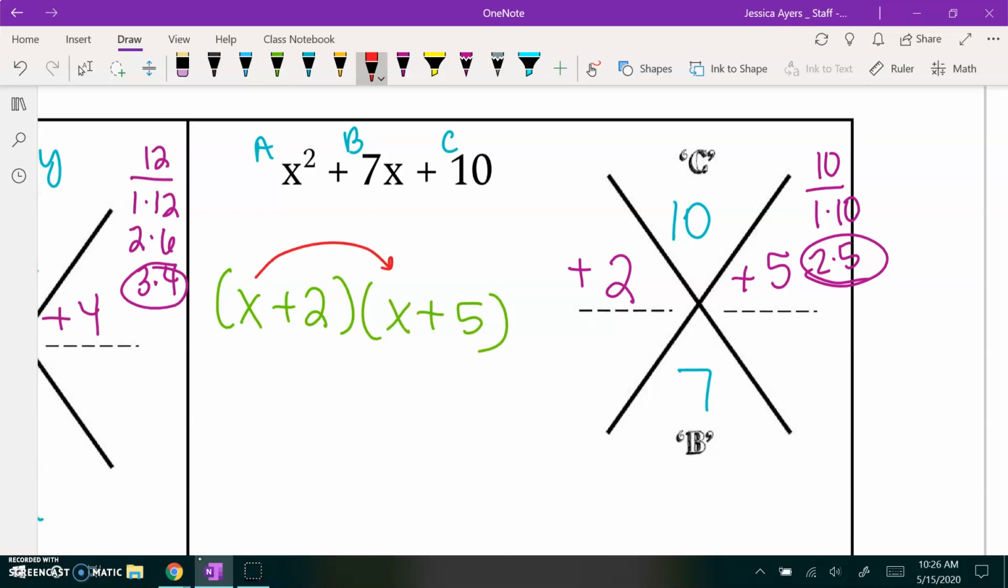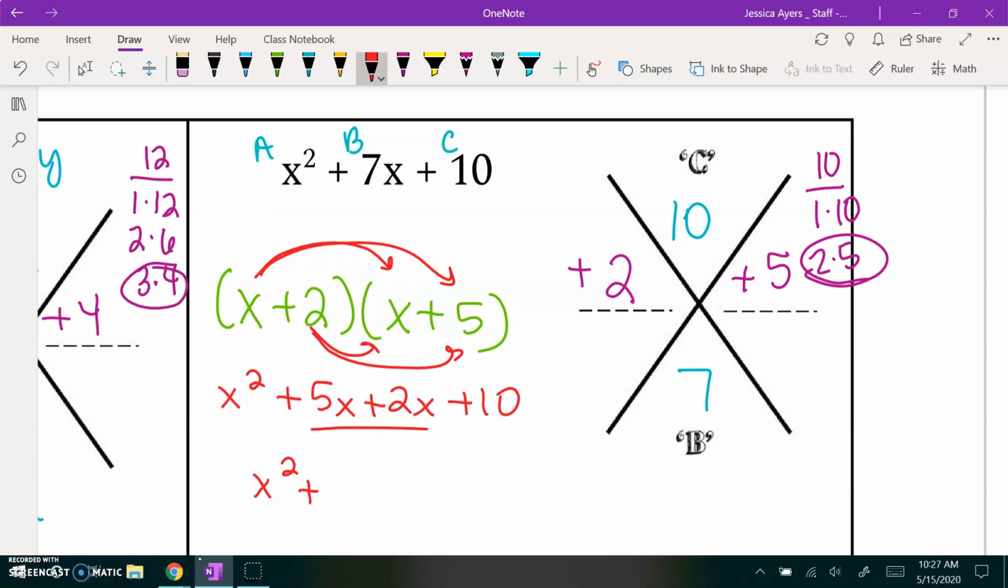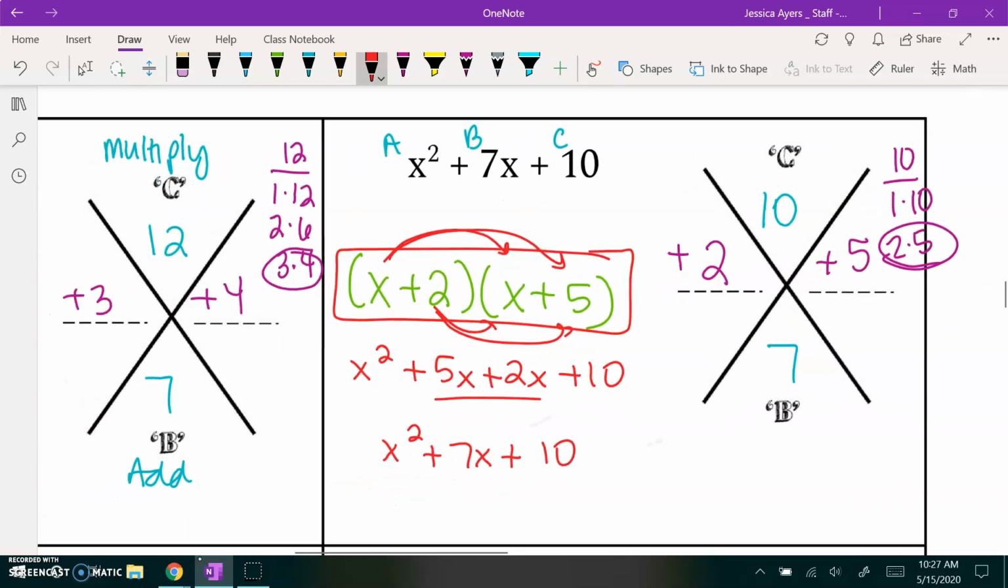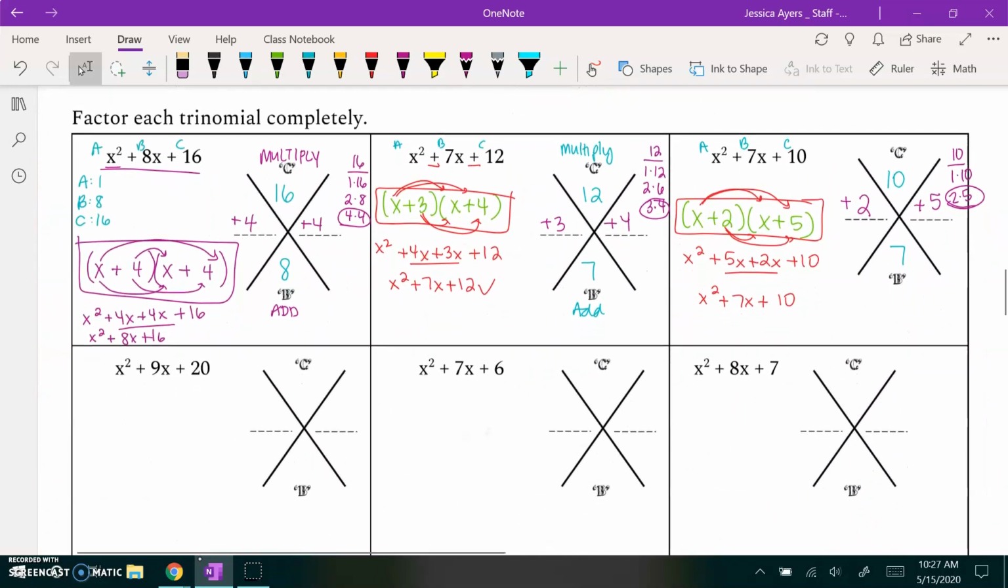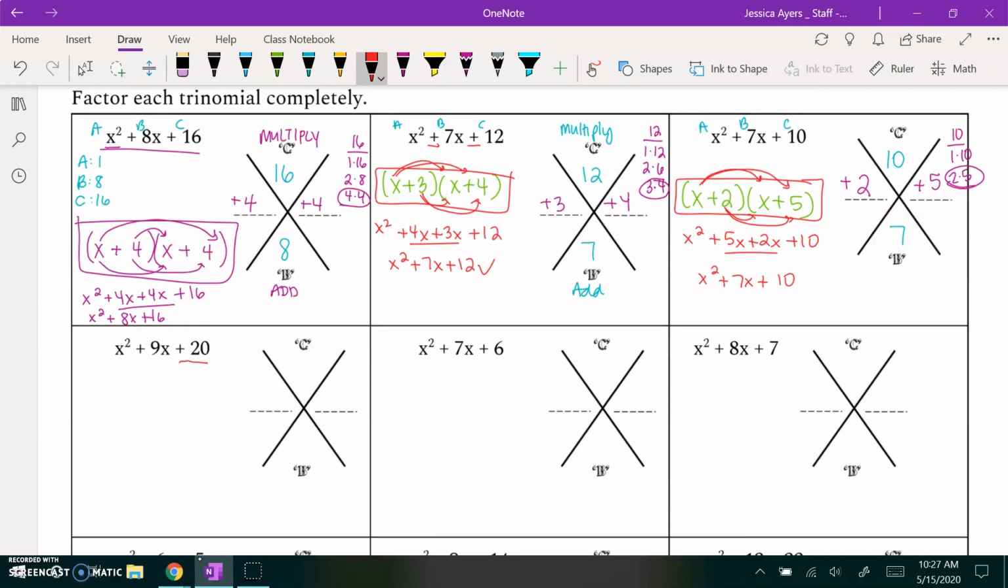You can always check it back. X times x is x squared, x times 5 is 5x, 2 times x is 2x, and 2 times 5 is 10. The middles add to give us the 7x plus 10. So we know that we've done it correct, and that is our final factor answer. The process will always remain the same. You're always looking for what multiplies to be the last number and adds to be the middle number, sorry, goes into your X puzzle, and then it'll always create into this shell that we have here.